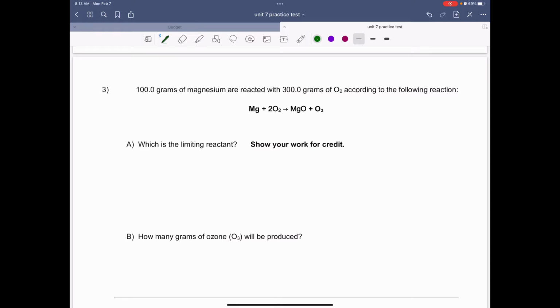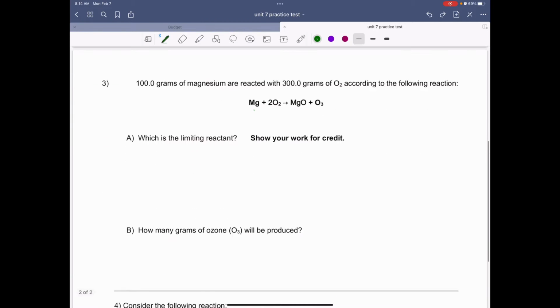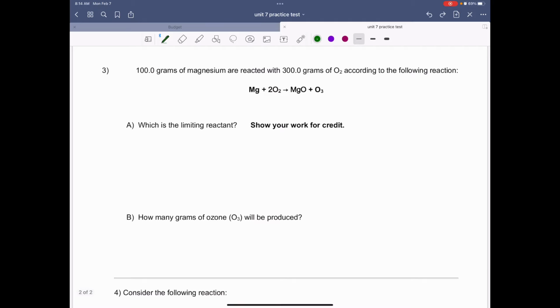So here's number 3 on the practice test. 100 grams of magnesium are reacted with 300 grams of O2 according to the following reaction. Which is the limiting reactant? Okay, this is part A. So what I'm going to have to do is compare this magnesium, figure out how much of a product I get, and then compare the other one to one of the other products, and then just figure out which one is less, right? The only issue with this is that it doesn't tell me specifically which product to pick, to compare.